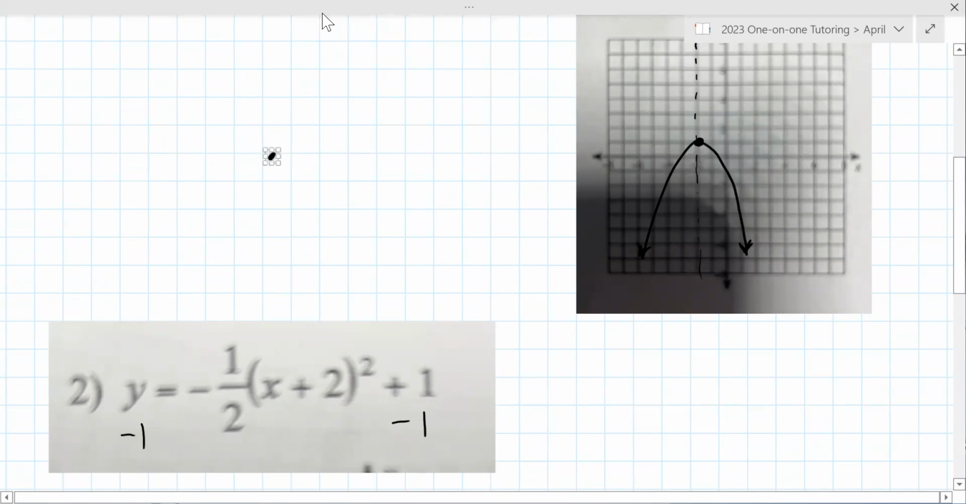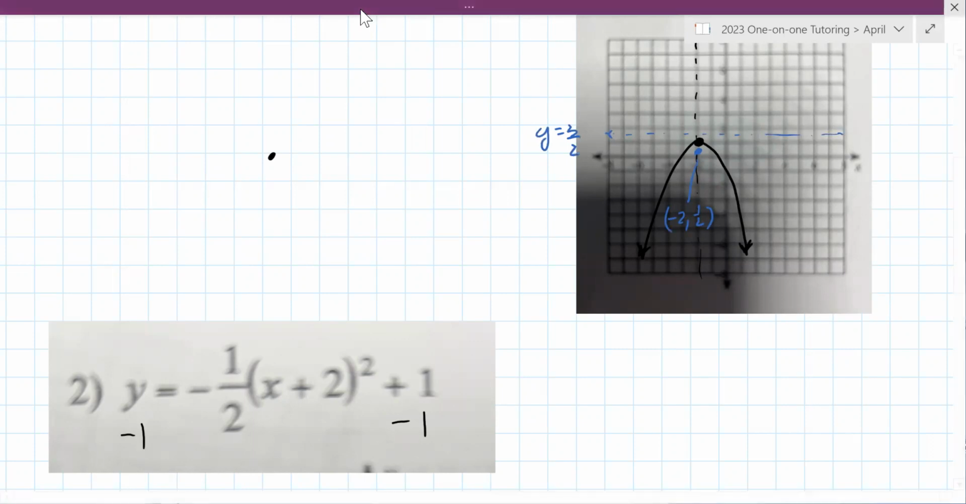Let me use a different color. That's probably one of the issues here. So it's at -2, 1/2 for that. And then the directrix is at 3/2, y equals 3/2.